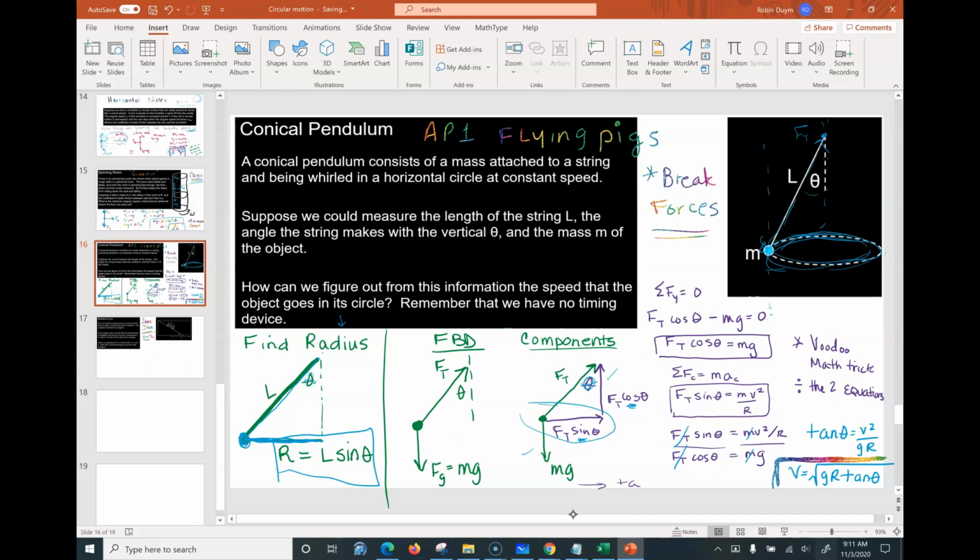Perfect. Y is done. Let's look at x, the in and out. We have the only force is Ft sine theta and equals mv squared over r.